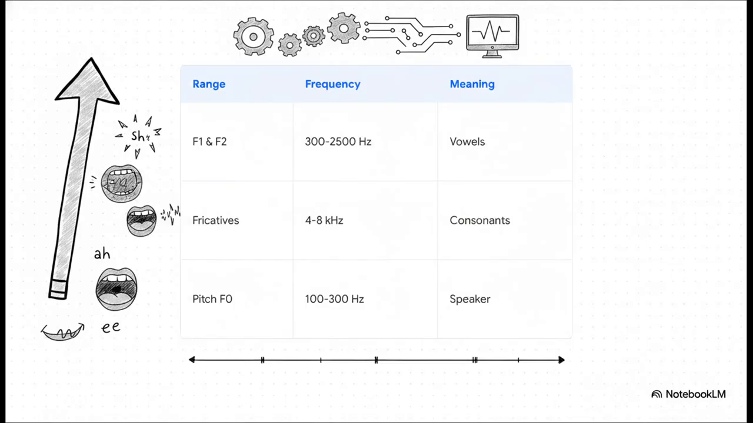When we actually look at the spectrum after the FFT does its thing, it's like a map of human language. Down in the 300 to 2500 hertz range, that's an absolute gold mine. That's where the F1 and F2 formants live, which is all you need to identify almost any vowel. Push higher, up to 4000 to 8000 hertz, and you find that noisy, fricative energy that gives away consonants like s and sh. And way down at the bottom, between 100 and 300 hertz, is our pitch, the F0. Remember, that tells us who is talking, but not what they're saying.